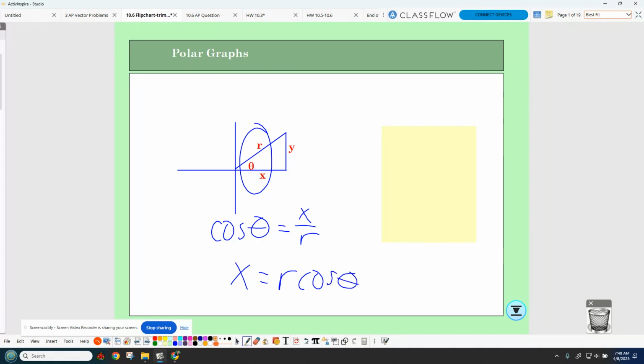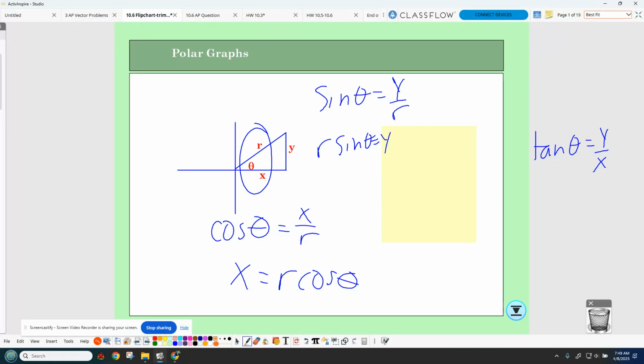Kyle, how do I connect theta, Y, and R? Sine theta. So sine theta equals what? Y over R. So cross multiply, and R sine theta is the Y value. Okay. Evie, using theta, X, and Y. Tangent. Tangent equals what? Y over X. Y over X.